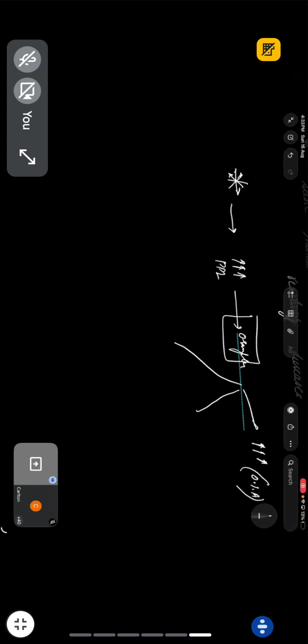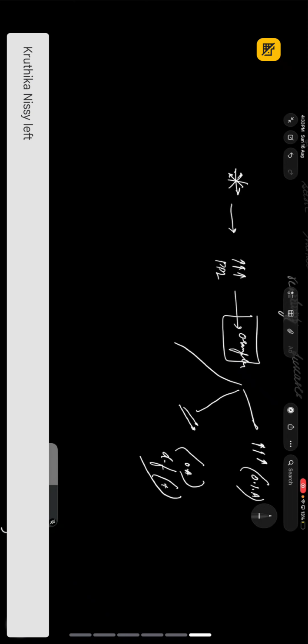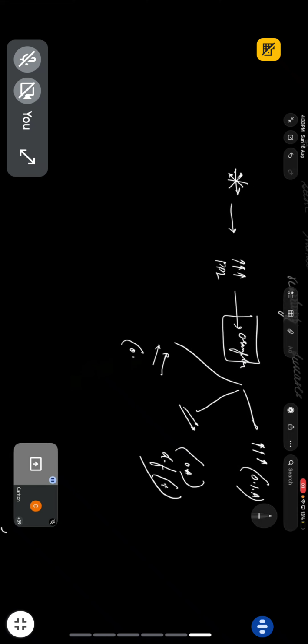If my compound is capable of rotating light to the right, then I say it's optically active. Such compounds are called D form or plus. What is this D or plus? Dextrorotatory, and plus means rotating it to the right. Third outcome is I can rotate the light to the left. Such compounds are also called optically active, and they are called L form or minus, which means levorotatory.